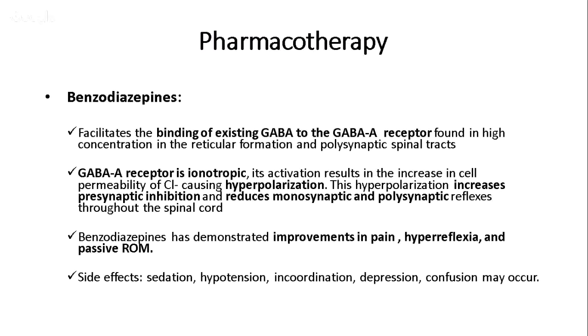These are the treatments. I think this is one thing that we can quickly go through. You can try benzodiazepines. This binds to the GABA-A receptors, and they are found in high concentration in the reticular formation and polysynaptic spinal tracts. The problem with the efficacy is that it can help with your pain, hyperreflexia, and passive range of motion, but it causes sedation, depression, confusion, etc.